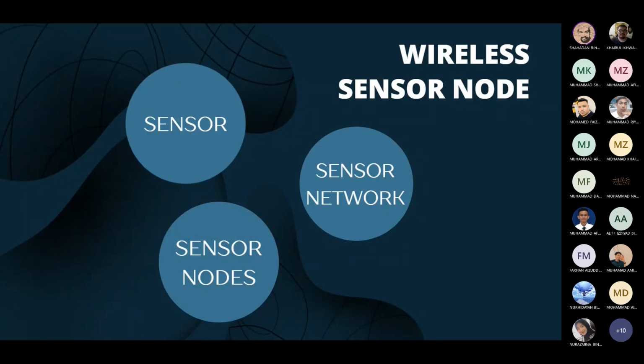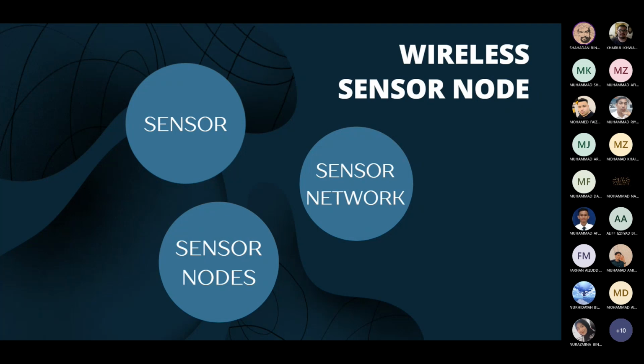Next, wireless sensor node. Okay, first sensor. Sensor is a transducer. Sensor ni dia convert physical phenomenon like heat, light, motion, vibration and sound into electrical signals. Next is sensor network. Sensor network ni a collection of collaborating sensor nodes, forming a temporary network without the aid of any central administration or support services.